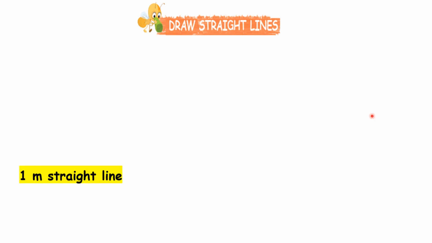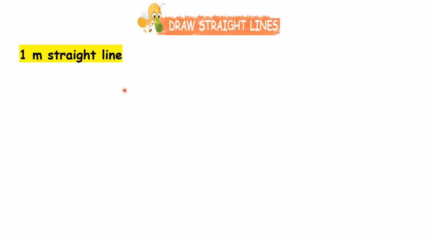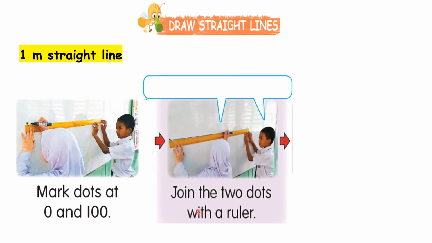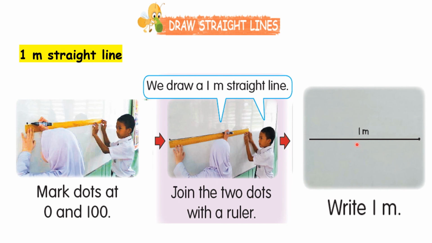Next, we are going to draw a 1 meter straight line as before. By using a 1 meter ruler, mark dots at 0 and 100. Next, join the two dots with a ruler. We draw a 1 meter straight line. Last one, write 1 meter. Okay, done.